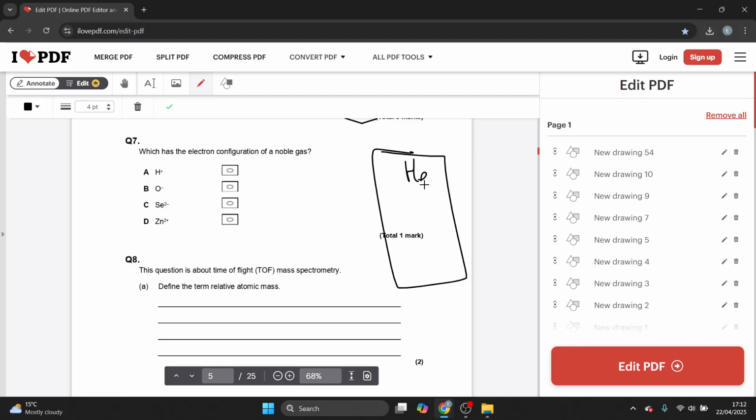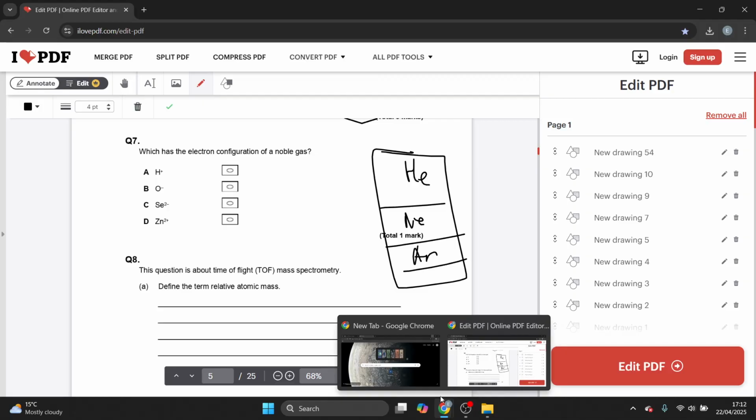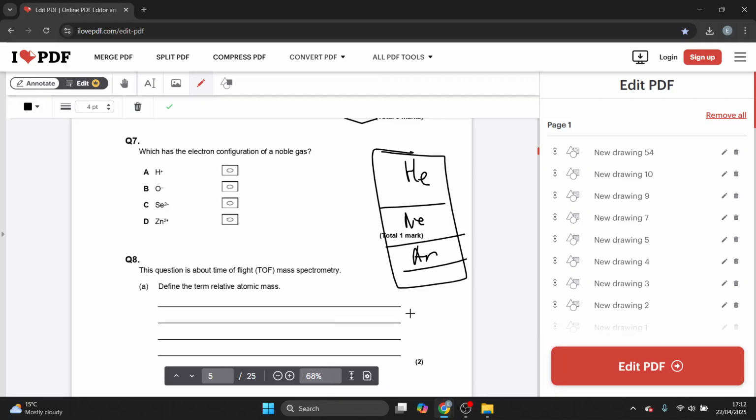You've got helium, neon, argon, krypton, xenon, radon, and then the others you don't need to know. So which one's going to have that? Well, H plus definitely. Now oxygen, well, oxygen's got 8 electrons plus 1, 9. Nope, none of the noble gases have that structure.